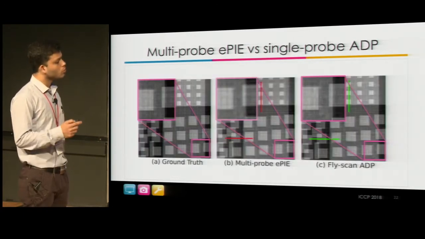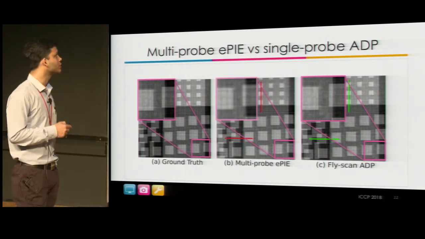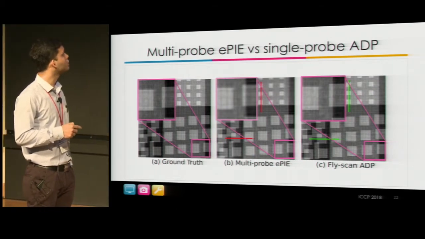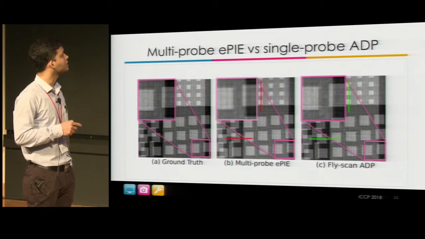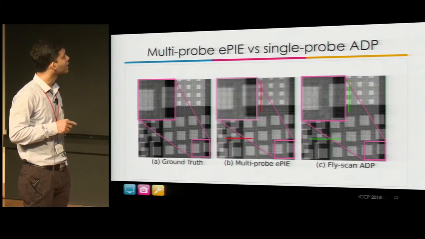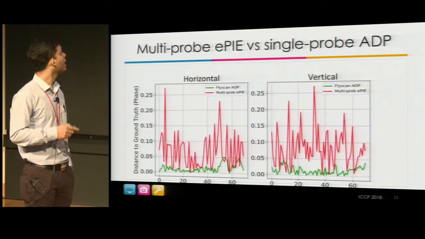These results are on simulated data of chip images that we generated using a virtual testbed, and these are the visual results. This is the ground truth object, and this is the reconstruction from multi-probe ePy. You can see that the edges are very blurred, whereas in the Fleischer ADP reconstruction, the edges are very sharp. And these are not noise. These are very tiny features that you also get to reconstruct in Fleischer, but not in multi-probe ePy.